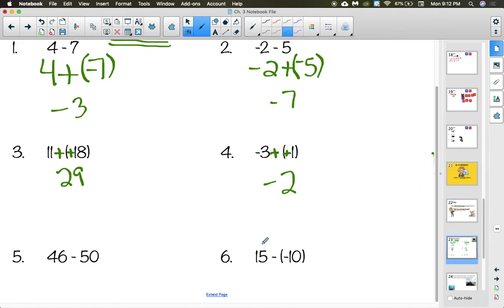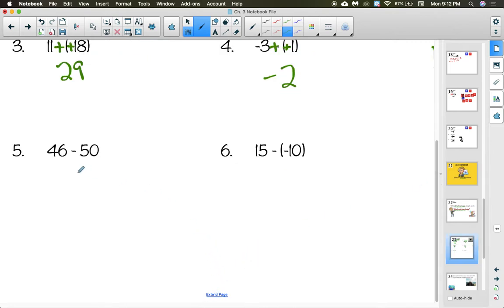Stick with me. You're doing great. 2 more here. Okay? 46 minus 50. You heard the magic word. Minus, that's our go word. Minus tells me to add a line and change the sign of the next number. This was a positive 50. Now it's going to be a negative 50.